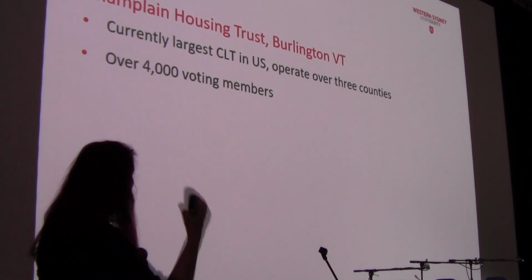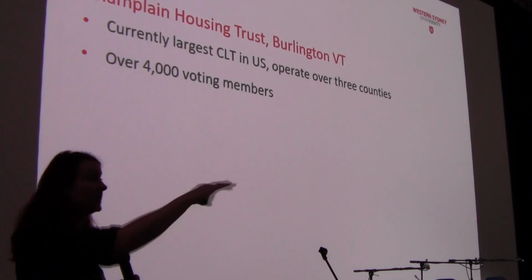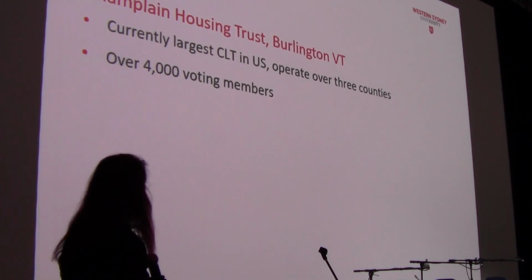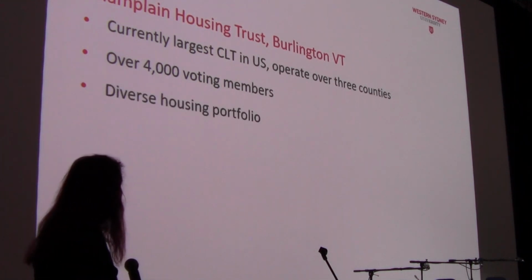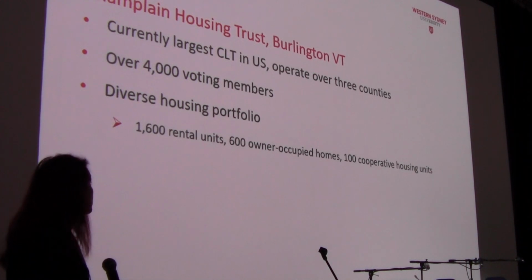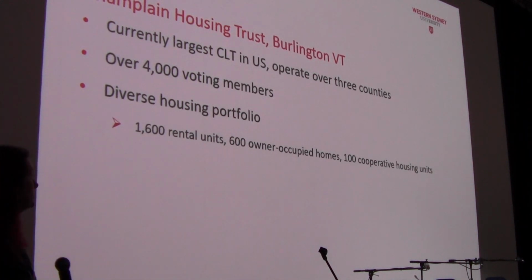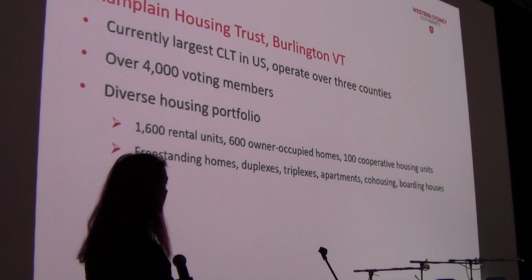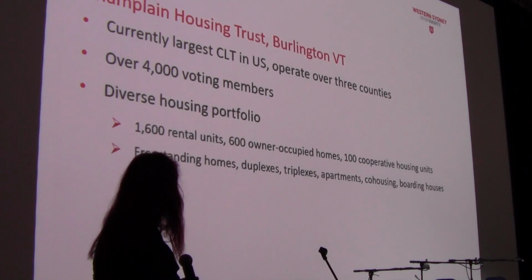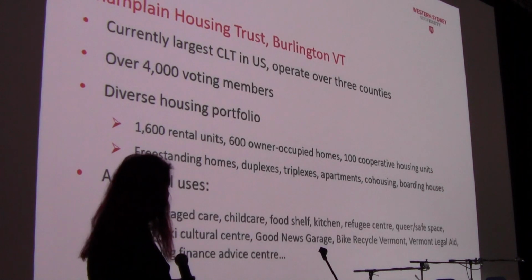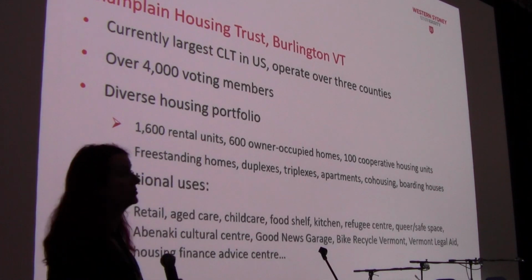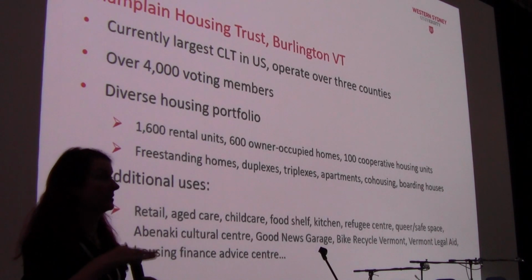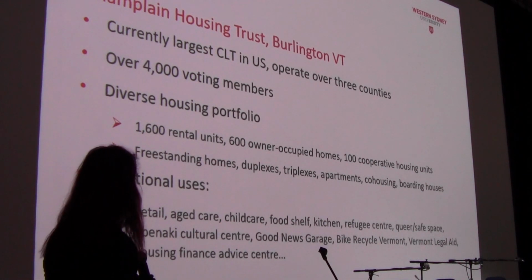So Champlain's currently the largest. It's operating over 3 counties, salt and peppered all over the place. They've got over 4,000 voting members. They've got 1,600 rental units, 600 owner-occupied homes and 100 housing co-op units. And again, every form of housing imaginable. But then they've also got this extraordinary range of commercial and community uses on their lands as well, and again scattered throughout those 3 counties.